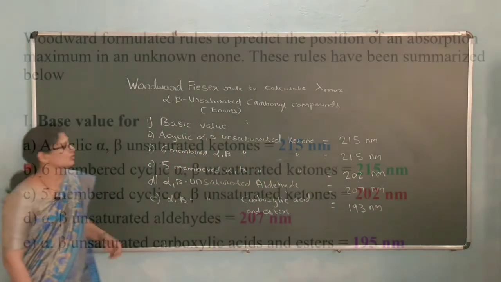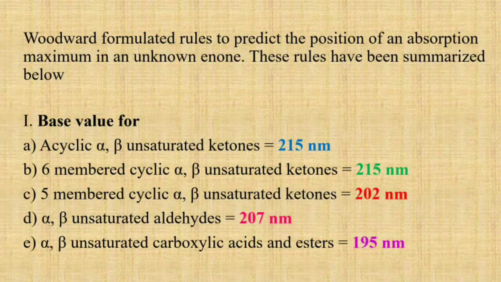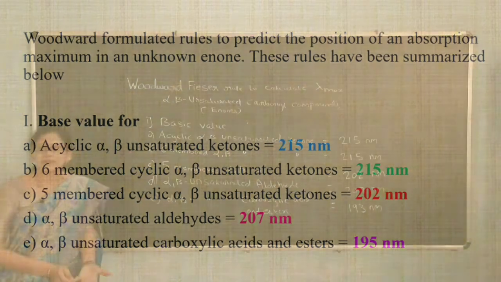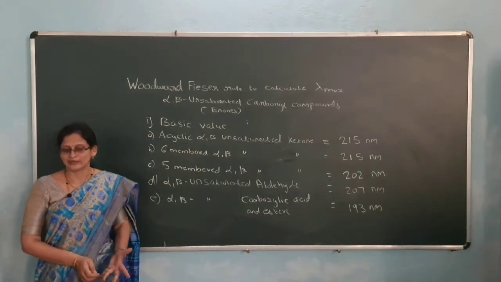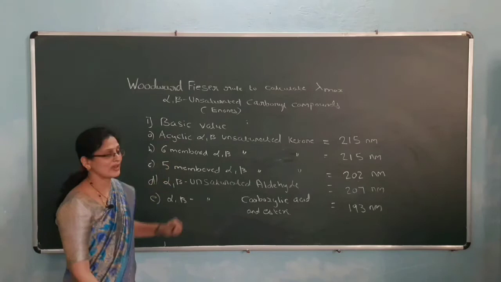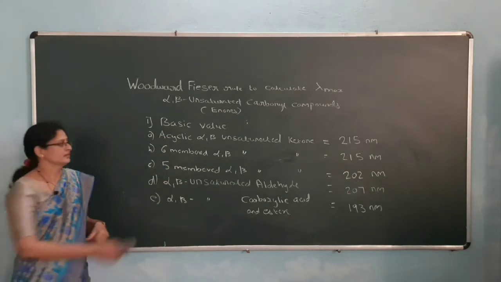So I will repeat once again. The basic values are: acyclic alpha beta unsaturated ketone 215 nanometer, six membered alpha beta unsaturated ketone 215, five membered alpha beta unsaturated ketone 202 nanometer, alpha beta unsaturated aldehyde 207 nanometer, and carboxylic acid and ester 193. In some books it is given as 194, so you can take 193 or 195 for calculation. So this is the first, the basic value. Next we will move to the increments.